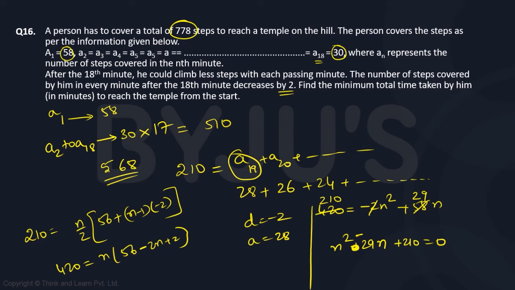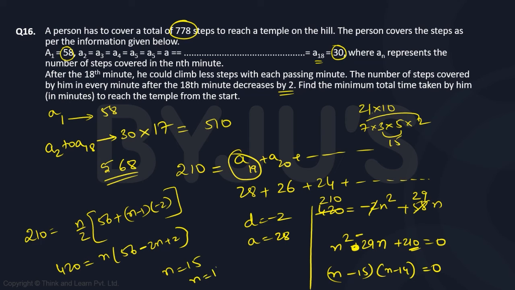So you have to split 210 in two ways. So 210 can be 21 into 10, 7 into 3 into 5 into 2. 15 and 14. Yes, I think that will work. 15 and 14. 15 plus 14 is 29. So n minus 15 and n minus 14 is equal to 0. So n equal to 15 and n equal to 14.